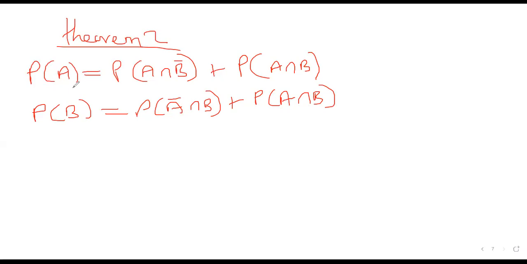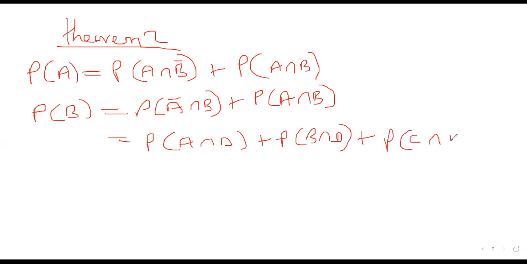But what is the catch? What's the secret? I don't want to memorize all this. Just look at the common letter. Here, the letter which is common is A. Here, the letter which is common is B. Suppose I had A intersection D plus B intersection D plus C intersection D. We pick the common letter, which is what? Probability of D. That is where the catch is.